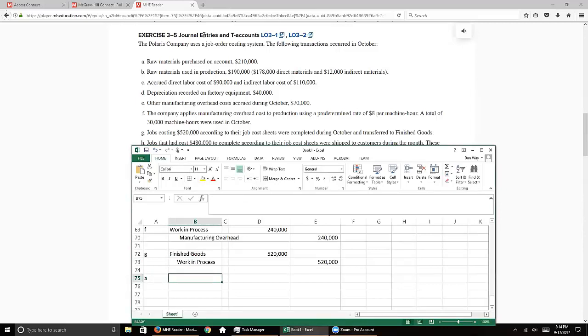Okay, so we didn't have much of a setup other than to know we're a Polaris company here, and we just had a bunch of transactions. So we'll do these the same way we did F and G. So A just said raw materials purchased on account, $210,000. So we know no matter what else happens, we're increasing our raw materials account by $210,000. Raw materials is an asset account, increase it with a debit. In this case, we purchased them on account, so we didn't pay cash. So we're going to credit accounts payable for the same $210,000.